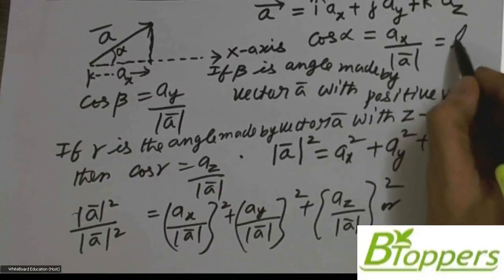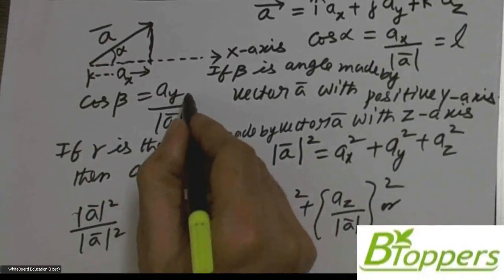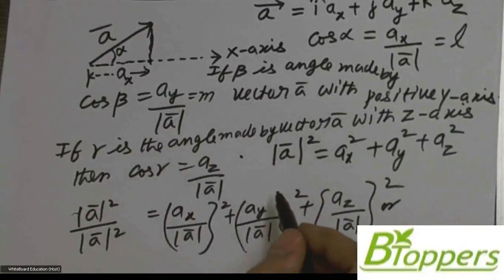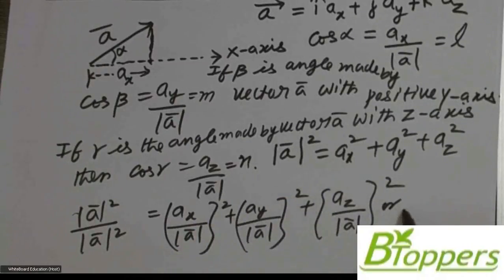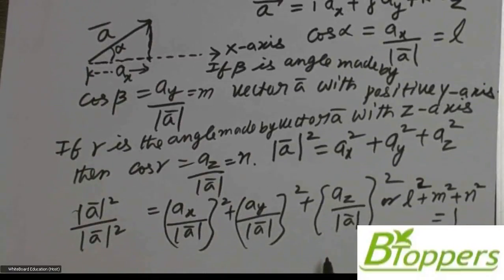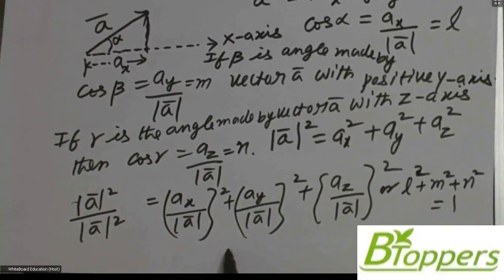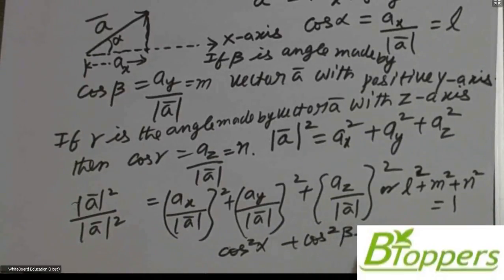This cos alpha is usually denoted by L in most of the textbooks, and this cos beta is denoted by small m. This cos gamma is denoted by small n. So this relation you can write L square plus m square plus n square equal to 1. Or you can write cos square alpha plus cos square beta plus cos square gamma equal to 1. So sum of the squares of the three direction cosines of any vector is unity.